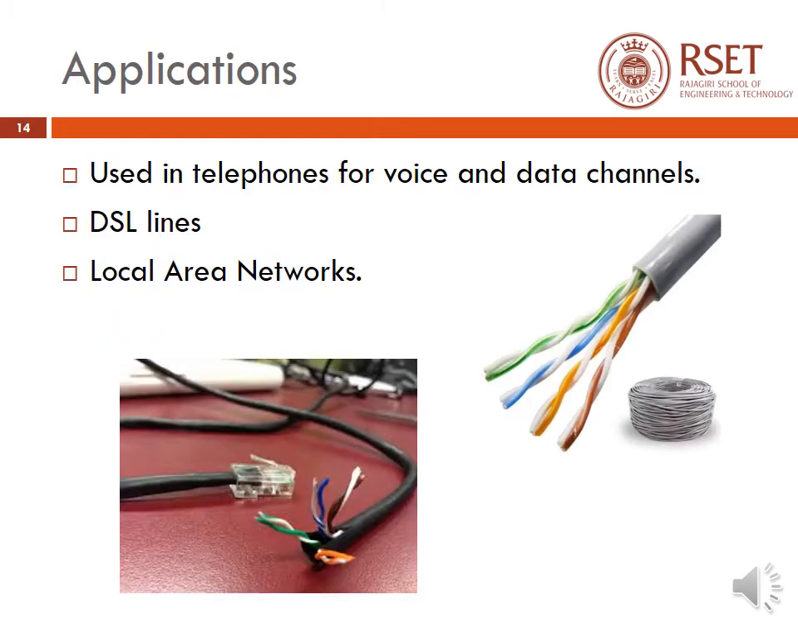Applications of twisted pair cable include: they are most popularly used in telephone networks for voice and data channels. They are also used in the DSL lines of telephone companies, and local area networks like 10 Base-T and 100 Base-T also use twisted pair cables. So in this diagram you can see the representation of twisted pair cables used in real life.